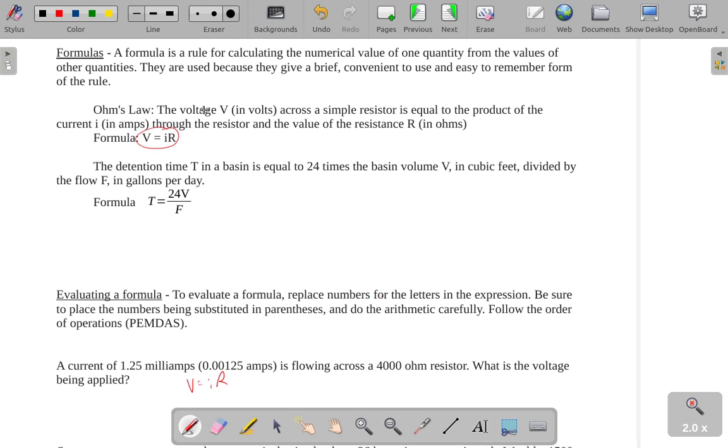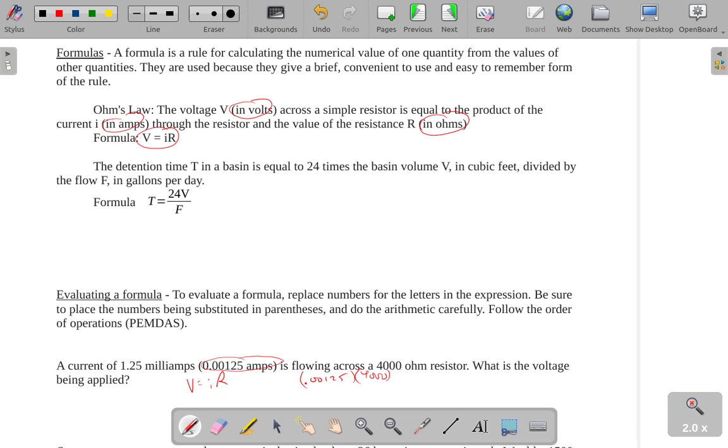You do need to pay attention to units when you're dealing with formulas, and you'll notice that this specifically says that V is in volts, I is in amps, and R is in ohms. If you plug a number in that doesn't have the right units, it's going to mess you up. So you want to make sure you plug in the right units there. Instead of plugging in 1.25, because that's the number of milliamps, we were conveniently supplied with 0.00125 amps for a current. So 0.00125 is the number of amps. The resistance is 4,000.